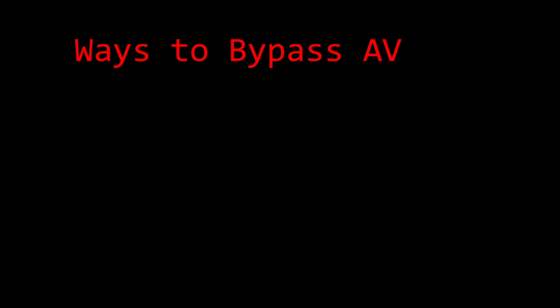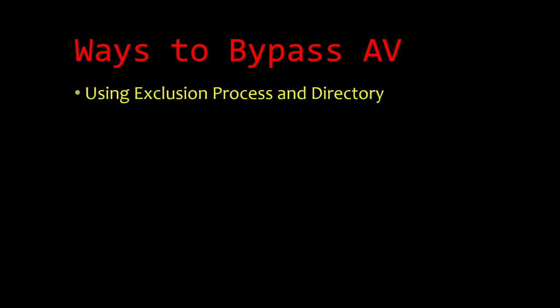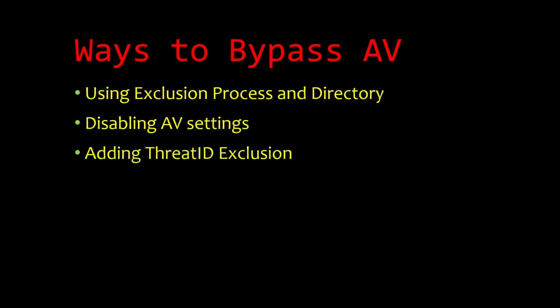So it really concerned me, and that's why I tested some of the mechanisms to bypass Windows Defender using PowerShell. I have come up with three methods overall, which will cover everything to bypass Windows Defender. The first one is using exclusion process and directory. The second one is disabling antivirus settings, and the third one is adding threat ID exclusion. I will try to explain every option a little bit.